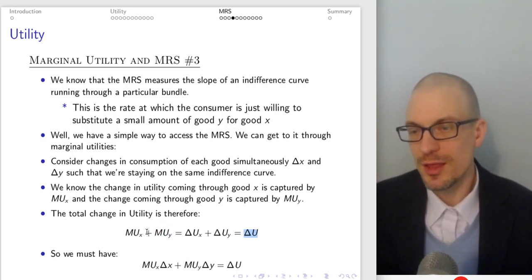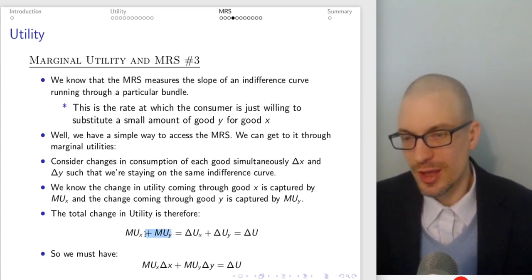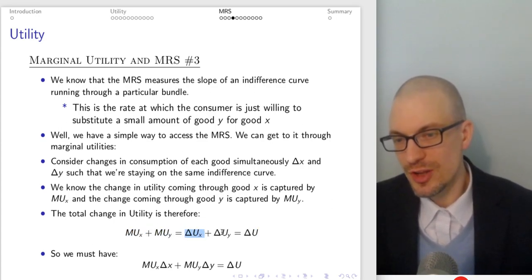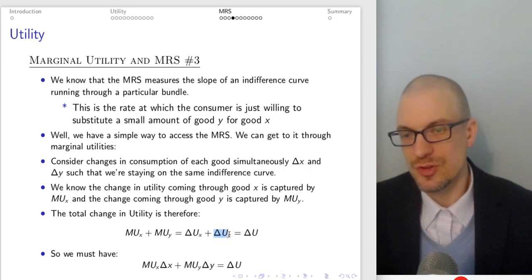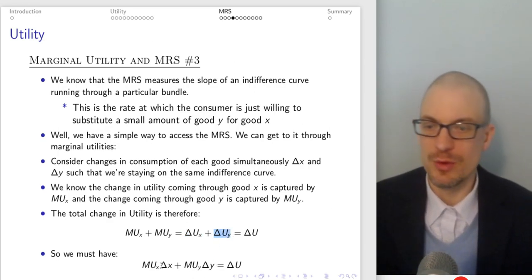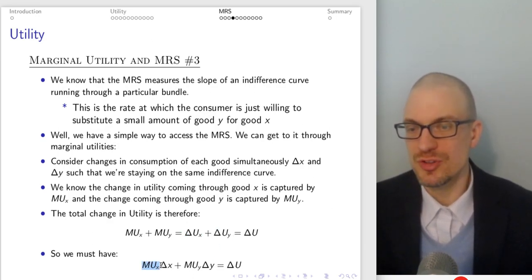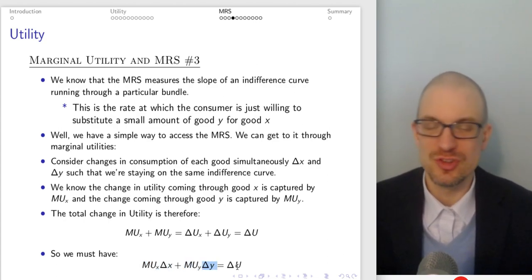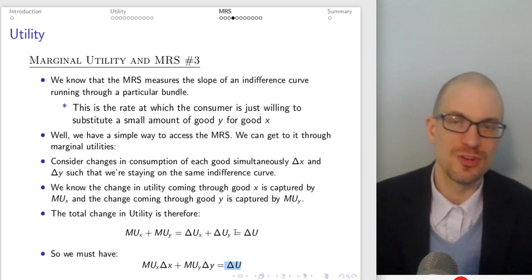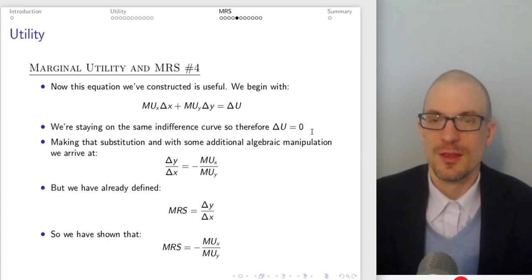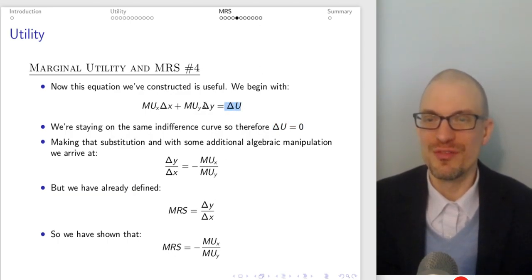But anyway, we know MUX and MUY, and we know the change in X, our utility coming through X, and the change in utility coming through Y. We can represent this as my marginal utility of X times the change in X, plus my marginal utility of Y times the change in Y, gives me my total change in utility. If I don't want to change my total level of utility, if this is 0 right here, then I can solve this.